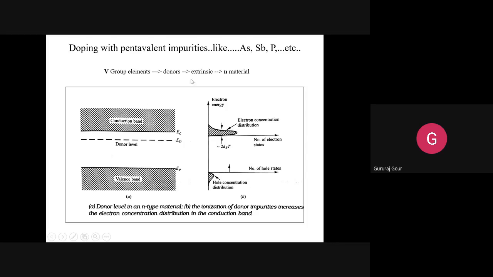With the addition of these pentavalent impurities, more electrons will jump from EV to EC, creating more holes in the EV and reducing the electrons in the EV. That's how you can see the peak has been reduced. That is the hole concentration distribution, because it is giving you electrons, not holes. It is donating more electrons rather than holes.